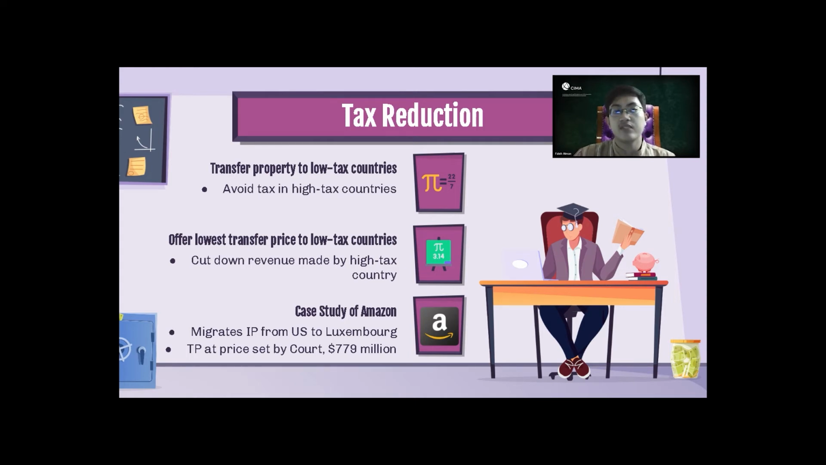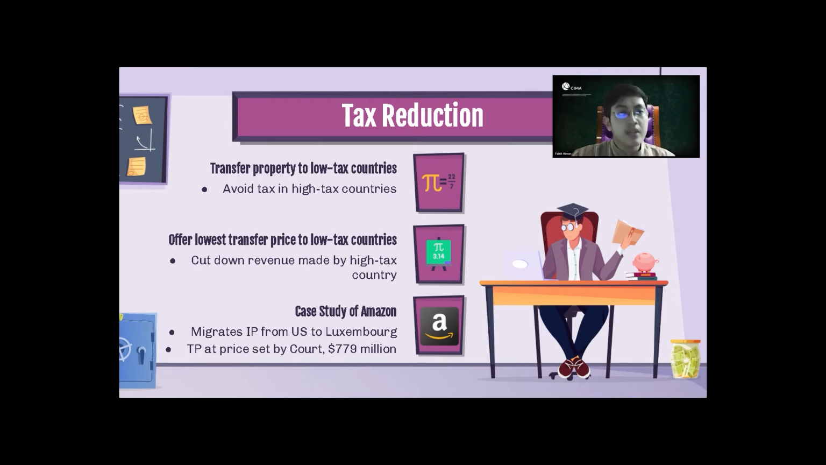MNEs implement transfer pricing by transferring their property to low tax countries to avoid tax in high tax countries that increase tax expense, thus lowering the enterprise profit. They commonly develop properties in high tax jurisdictions, then transfer them to low tax ones as their business strategy of global tax saving. In addition, they also offer the lowest transfer price to the low tax countries, which cuts down revenue made by the high tax countries, hence decreasing tax expense and increasing profit.